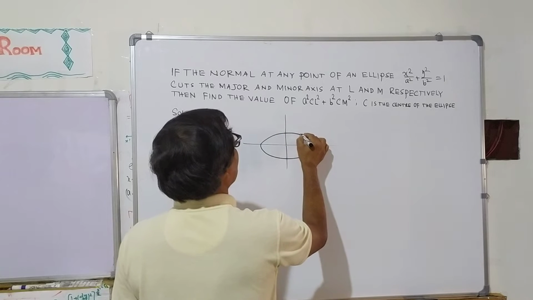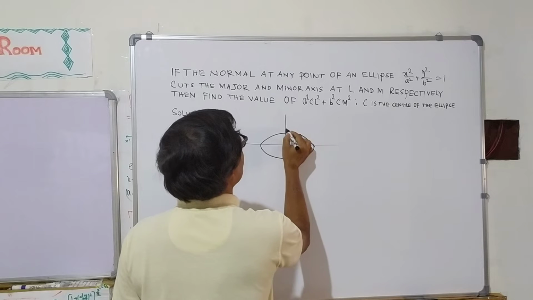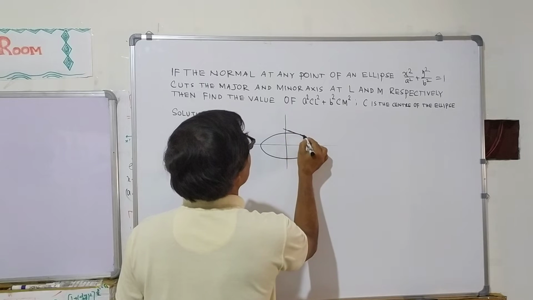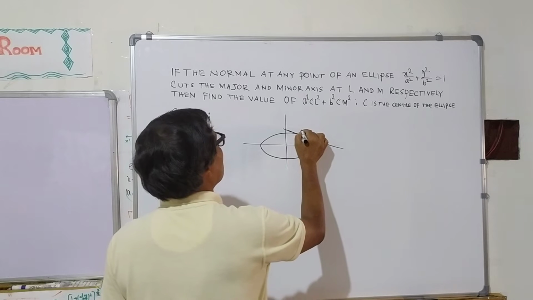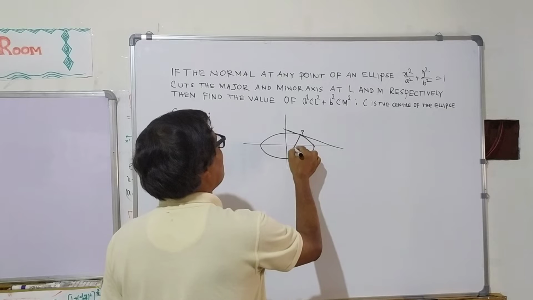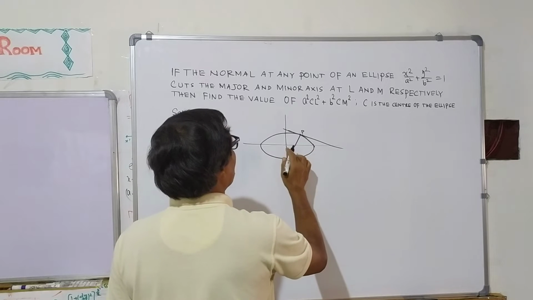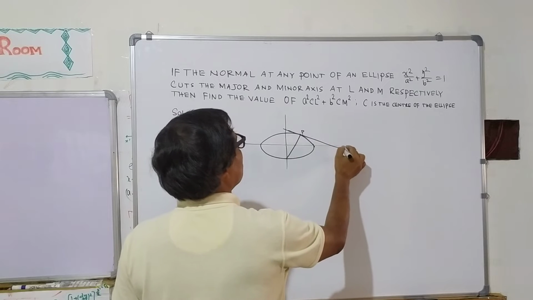At any point P a normal is drawn. At first we draw the tangent at P and then we draw the normal at P perpendicular to the tangent. So, this is the normal, which cuts the major axis.